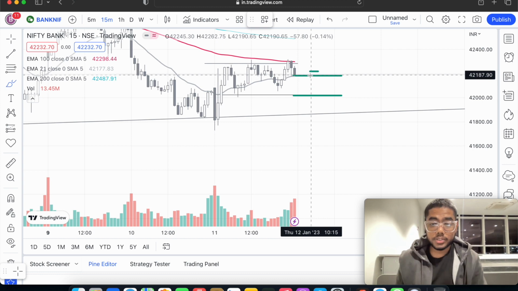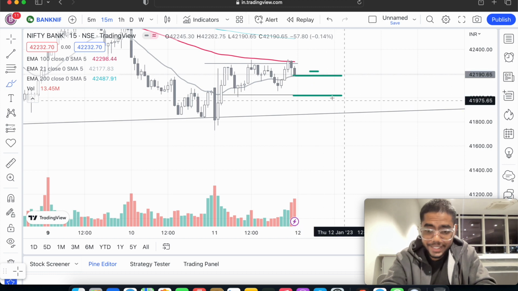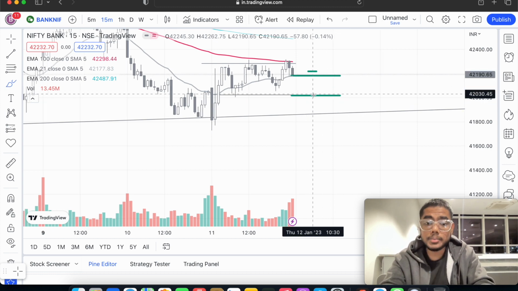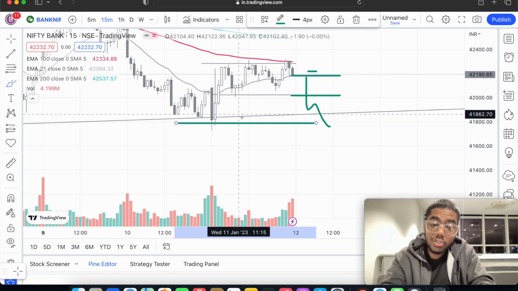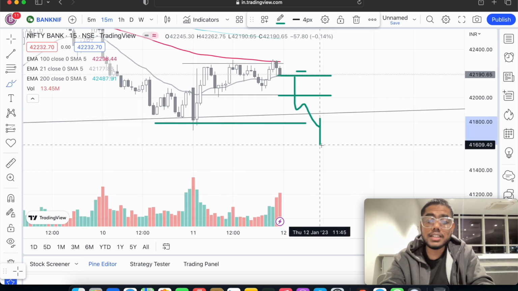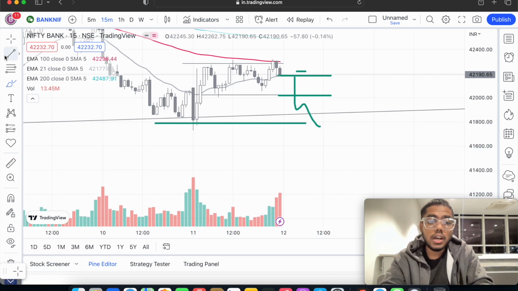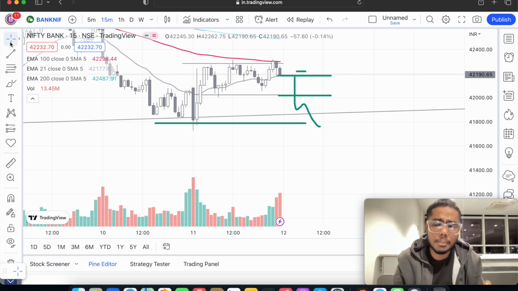You should be observing the first 15 to 20 minutes price action. If that is strongly downtrending, then there is a high possibility of a good breakdown movement. Once the price breaks this low of 41,800, then there is a very good chance of a 300 to 400 point intraday fall. Yes, guys, this is a high risk reward trade setup I'm talking about. The chances of it are a bit low.